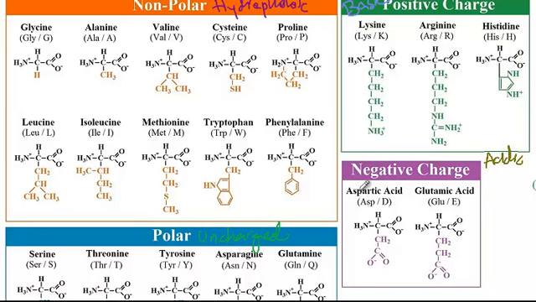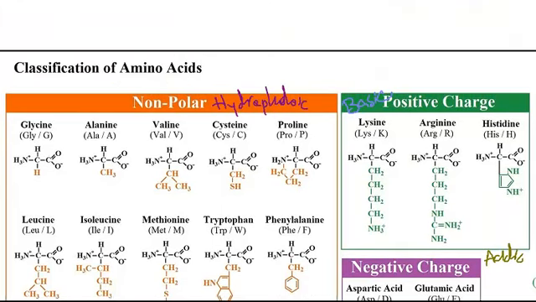And I would like you to remember that aspartic acid and glutamic acid, these two are acidic amino acids and are negatively charged, versus lysine and arginine and histidine, these are positively charged and are basic amino acids. So if you need to take a minute to memorize these amino acids, please do so, because we will encounter them later on during this lecture.